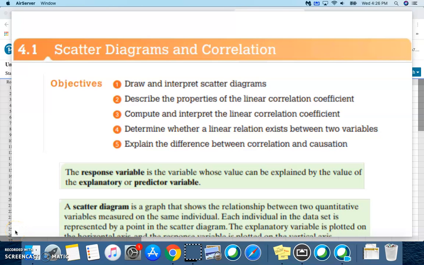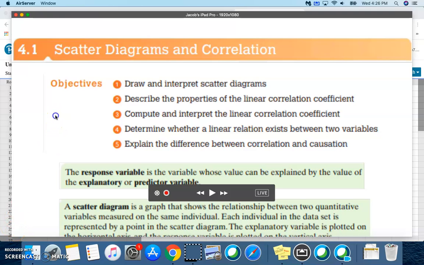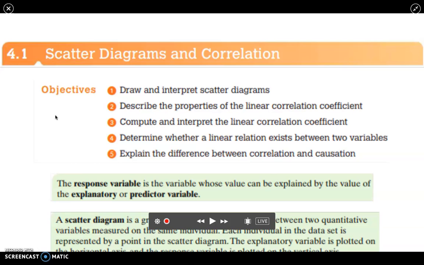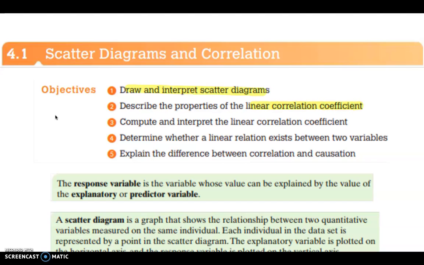Alright, in this video we're looking at section 4.1, scatter diagrams and correlation. So here are the objectives for us. We're going to draw and interpret some scatter diagrams, describe properties of the linear correlation coefficient, then we'll compute and interpret what that linear coefficient means, determine if a linear relation exists between two variables, and look at the difference between correlation and causation, which are not the same thing, but sometimes can be confused.